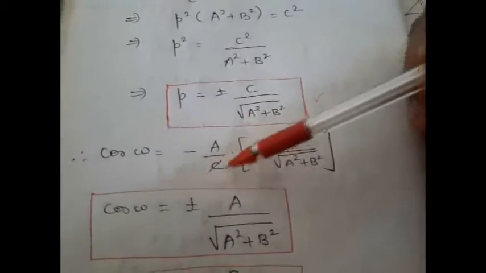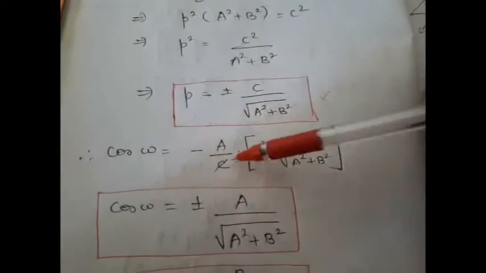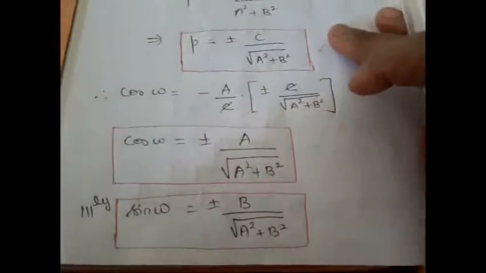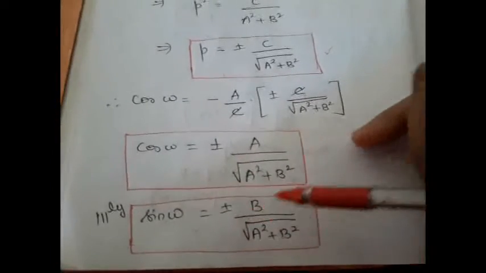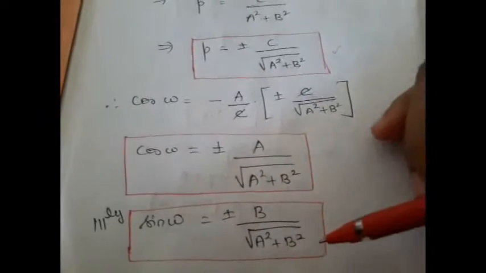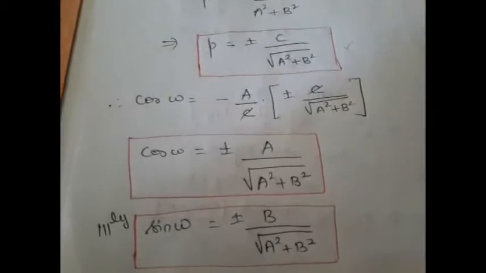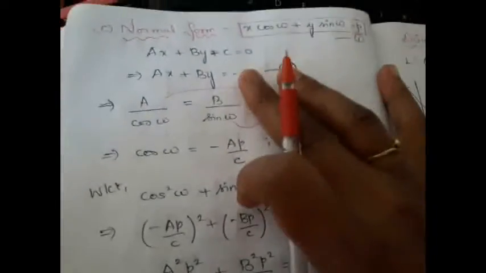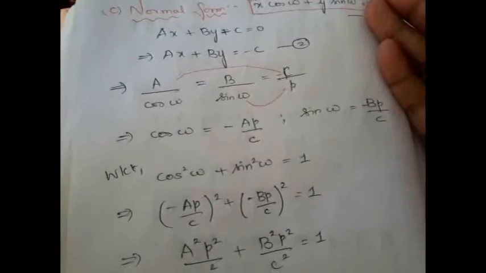So once we got this, let us resubstitute it in cos omega and sin omega to get the values of those two. So in the place of p, we are going to substitute this. So c c will get cancelled. So cos omega is plus or minus a by square root of a square plus b square. Similarly, sin omega is plus or minus b divided by square root of a square plus b square, and hence if the general equation is given in this form ax plus by plus c, and if they ask what is your cos omega, sin omega and p, we can immediately find the values by using this formula.